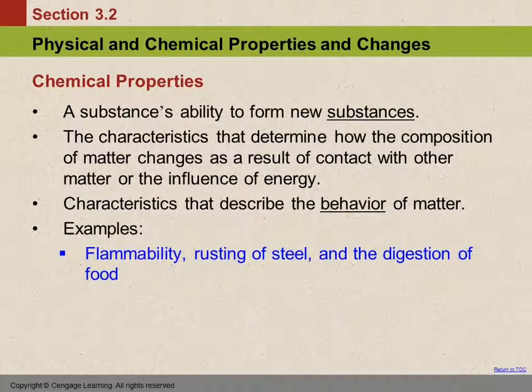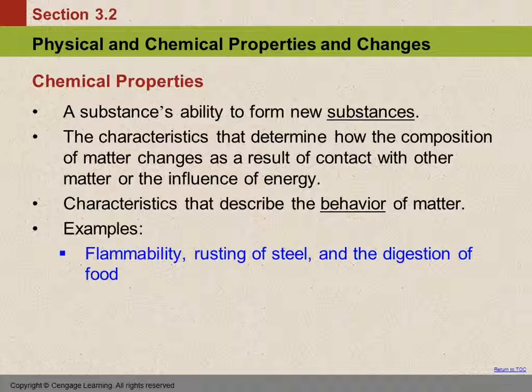Chemical properties are a little different. When we observe a chemical property, the matter does change. The chemical property is a description of the substance's ability to form new substances. And so it is a characteristic that describes the behavior of the matter. Not what it looks like or how heavy it is, but how it acts.